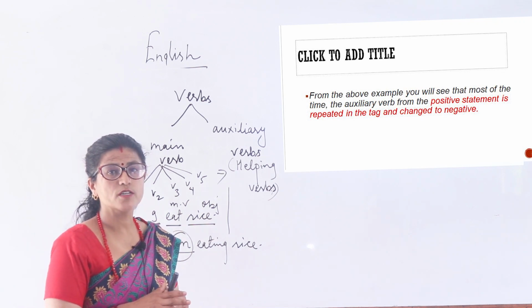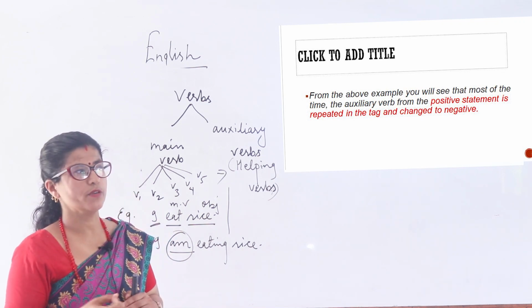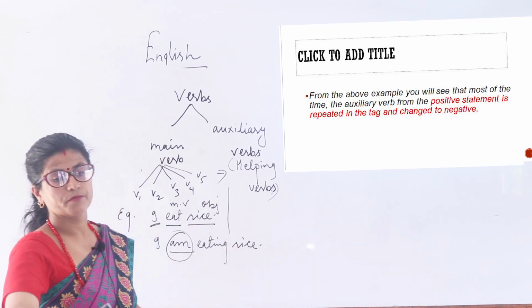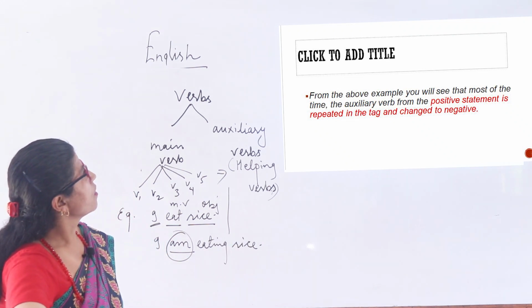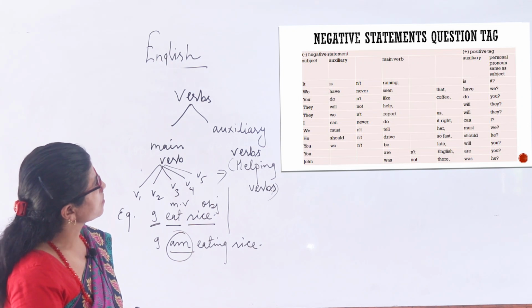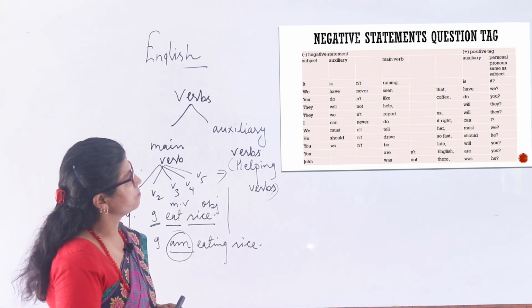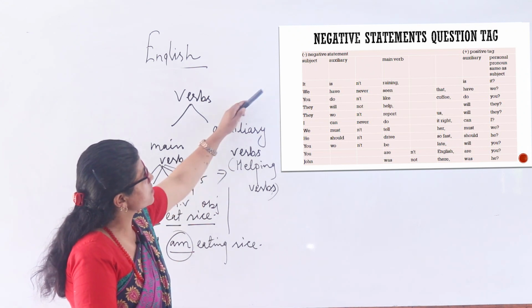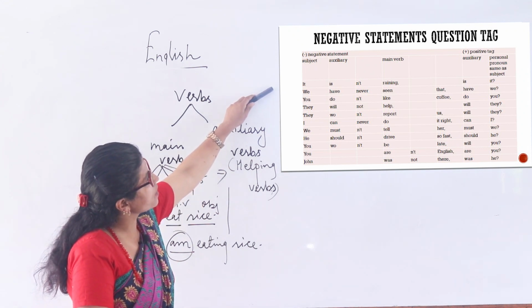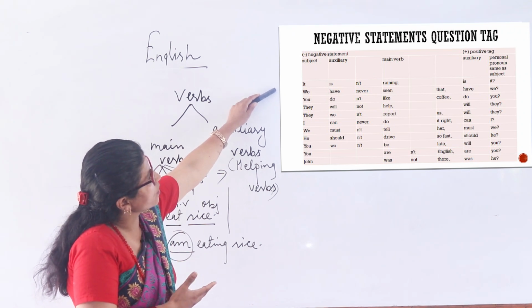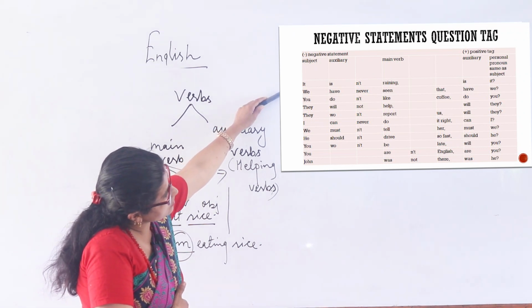Do you have any confusion? If you have, you may ask me, my dear students. Let's see the next part, that is the negative statement. It's not raining. You can say, it's not raining. The first part is negative. The statement is negative, it's not raining. Its tag is "is it".